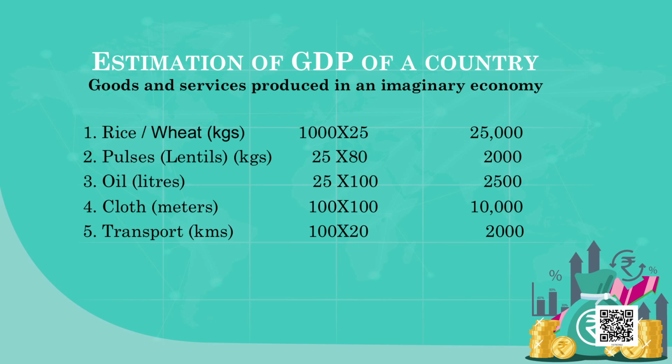So can you estimate how much it comes to in total? 25,000 plus 2,000, 27,000, plus 2,500, 29,500, plus 10,000 and then 2,000, 41,500. The total value of GDP in that imaginary country where 5 goods and services are produced is 41,500. It is the total value of the final goods, the final goods used at the place of the consumer.